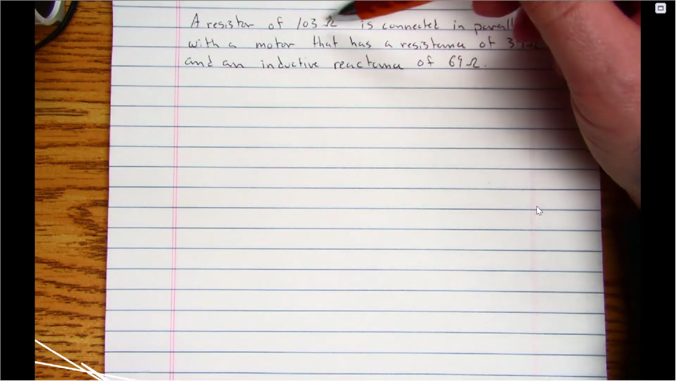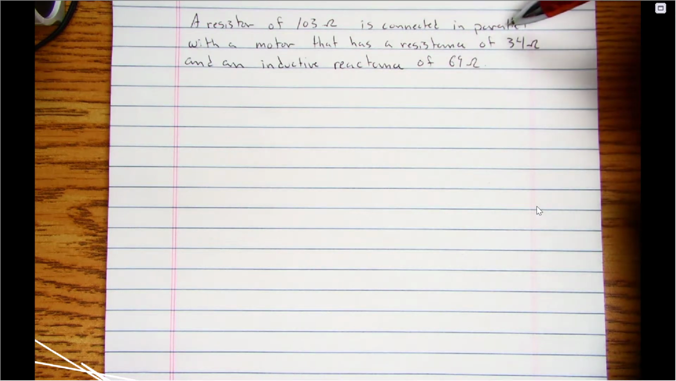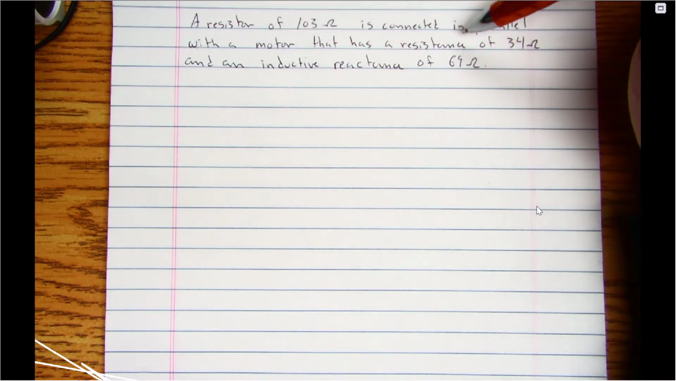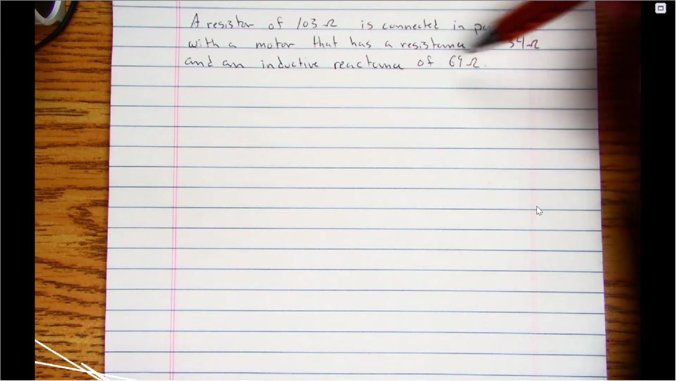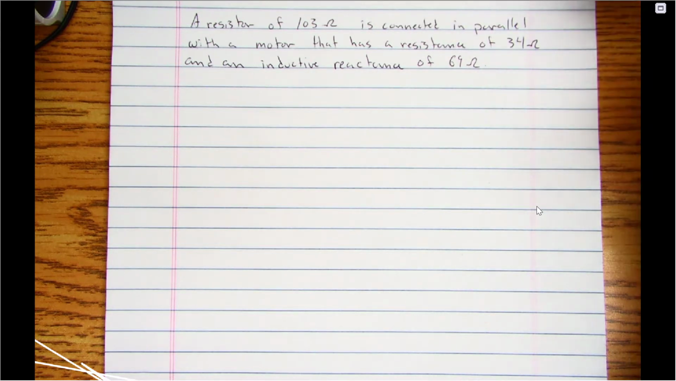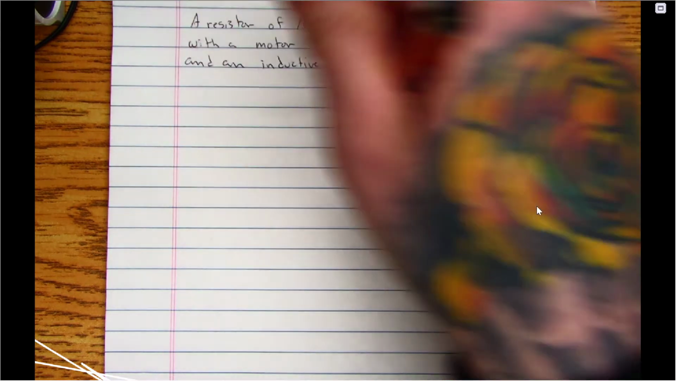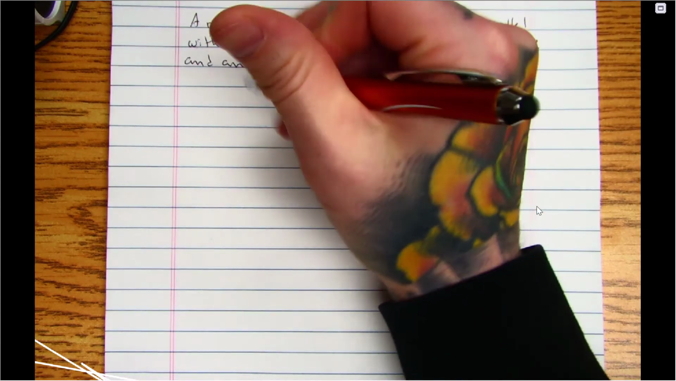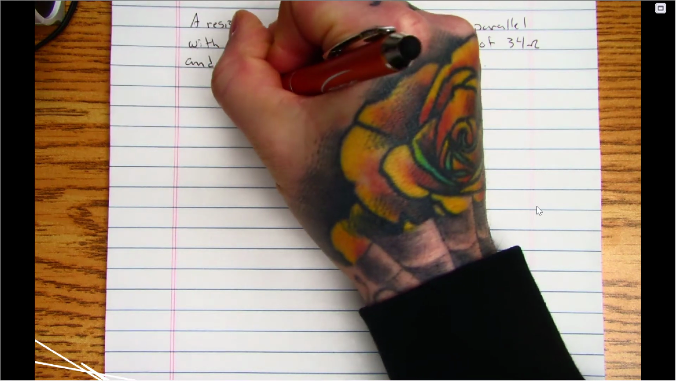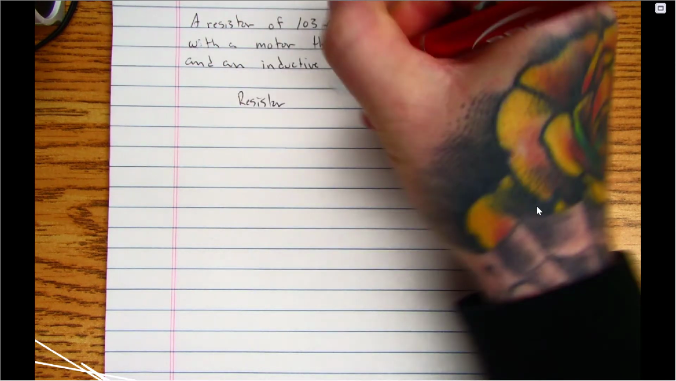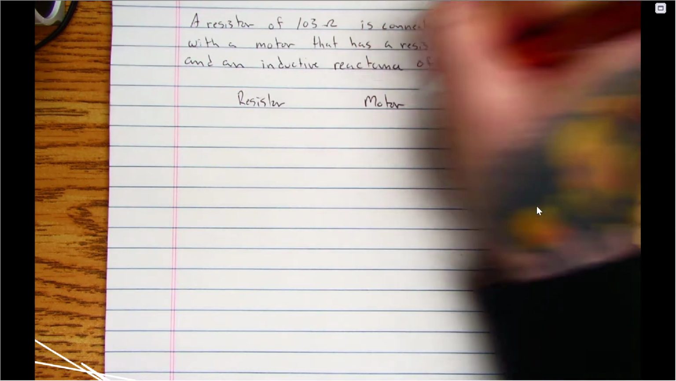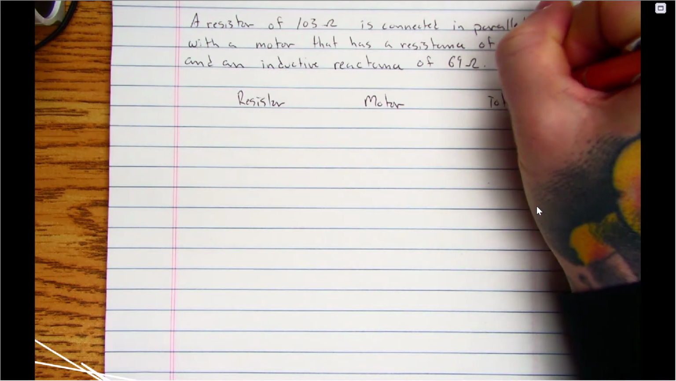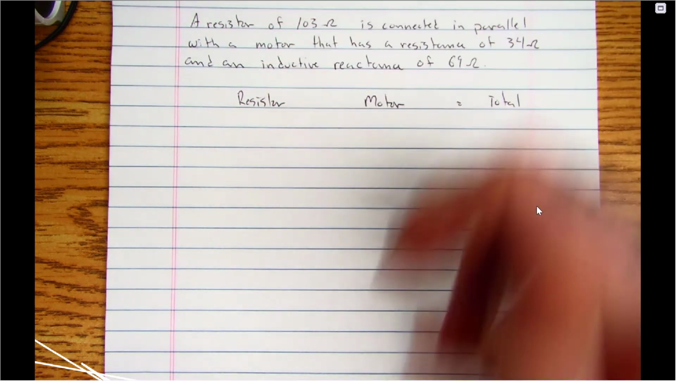So a resistor of 103 ohms is connected in parallel with a motor that has a resistance of 34 ohms and an inductive reactance of 69. So this is right out of your Blackboard. Similar to series, I'm going to set this question up in that kind of table style. So we have our resistor, and we have our motor, and then we have our total, because these are the things that are in the circuit that are going to add up to our values of current.